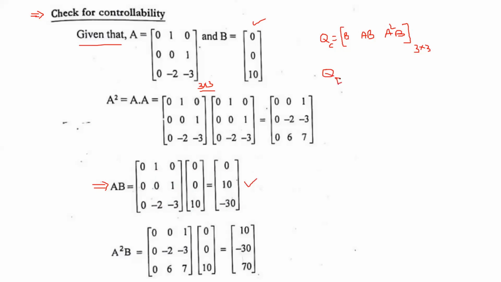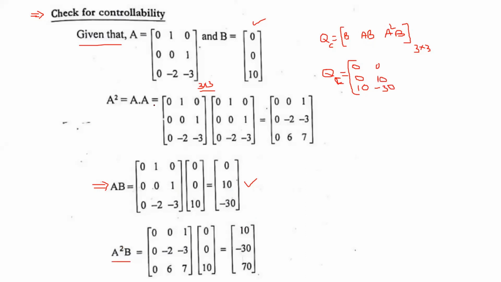Matrix QC is equal to, what is matrix B first? It should be 0, 0, 10, the first column of the matrix. What is matrix AB? 0, 10, minus 30. This is 0, this is 10, and this should be minus 30. What is the next one?